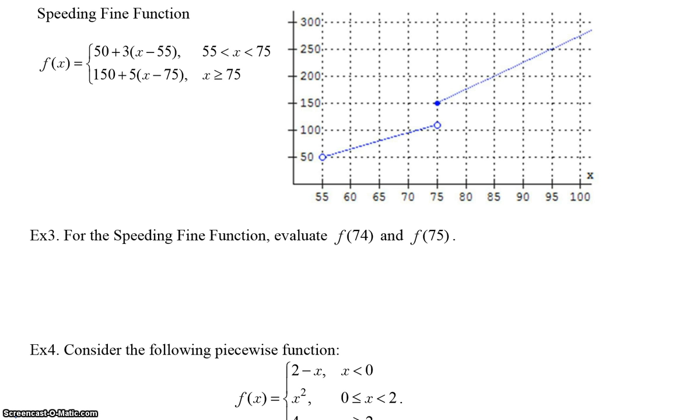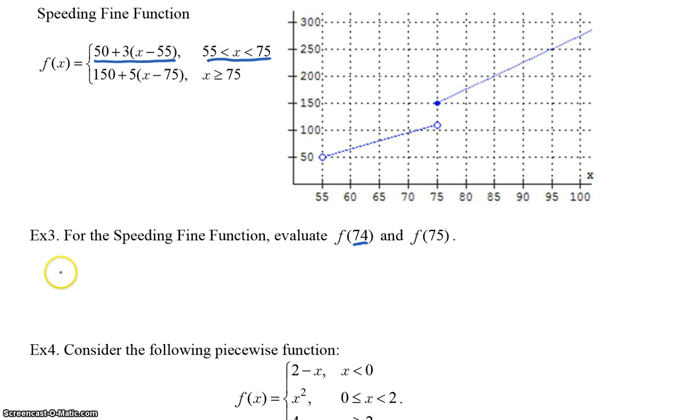So if we have x equal to 74, then we fall in the range x between 55 and 75. So that means we would use the first part of the function to compute the function value. We can only use one part or the other. We can't use both. So we have to choose the correct part to plug into. In this case, that would be the first part.